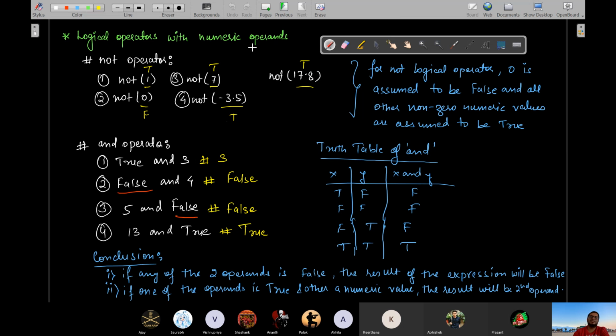Is it clear? Not and AND operators. Shall I move ahead?